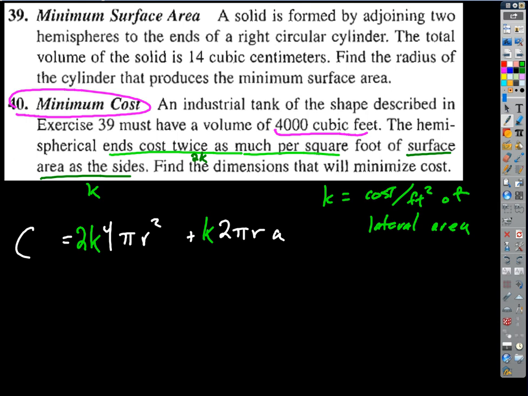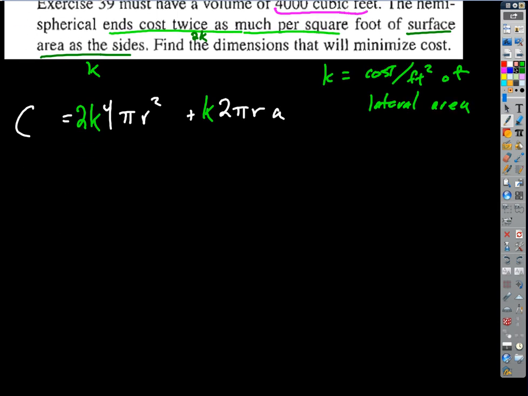We know that the volume has to be 4,000 cubic feet. So that's our primary equation. We got two variables. Our secondary equation now would just be 4/3 pi r cubed plus pi r squared a equals 4,000 instead of 14, right? So we're still going to go through the same process we did last time, only we got a 4,000 there instead of a 14, right? And we're going to have to substitute for a. When we're all done with that, we're going to get cost as a function of r only.